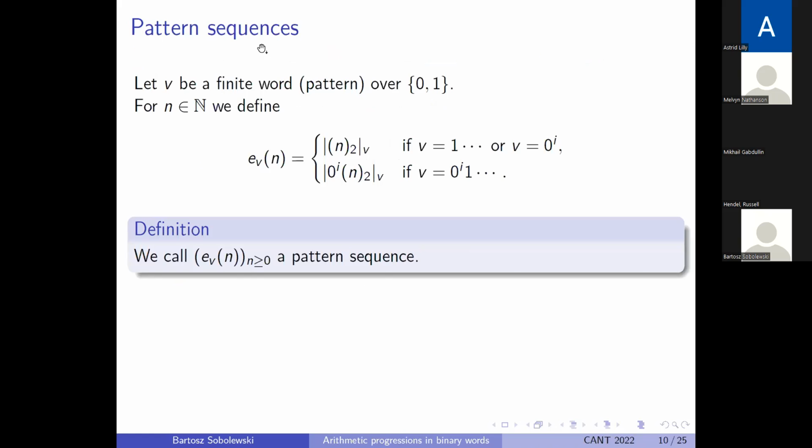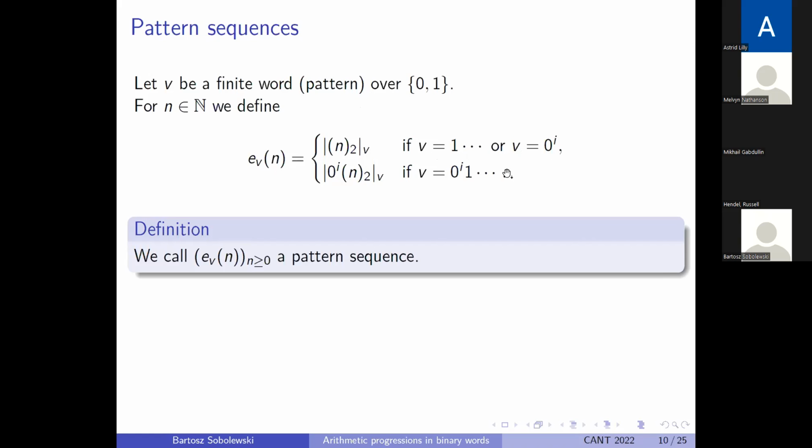And now the pattern sequences, which appeared in the title. So let V be a finite word consisting of the digits 0, 1. And in this context, I will call V a pattern. And we define E_V of n as the number of occurrences of V in the binary expansion of n. This is in the case if the pattern V begins with a 1 or is a pattern of zeros.